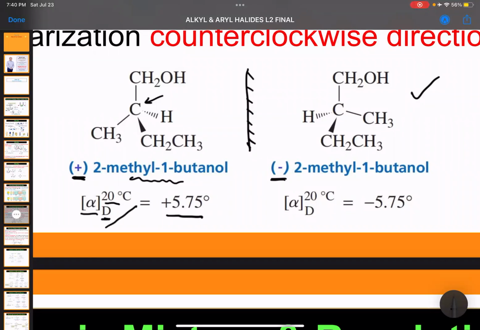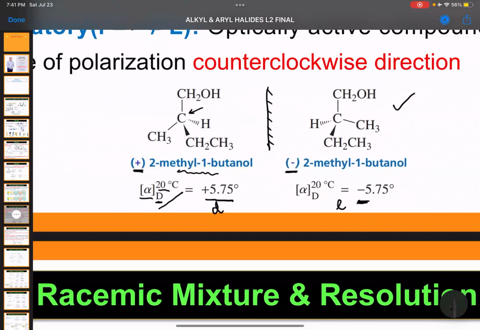So if you take another compound separately in a polarimeter and check its optical rotation, and that compound is a mirror image of the original compound, then it will have a rotation of negative, the same magnitude but in the opposite direction, anti-clockwise. This is levorotatory and this is dextrorotatory. Is that clear? Yes, sir.